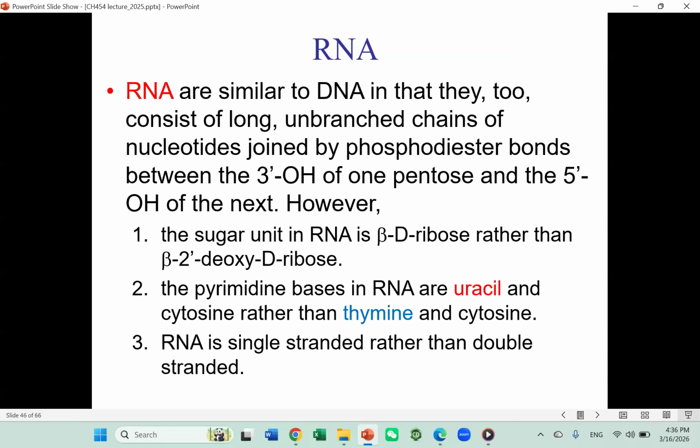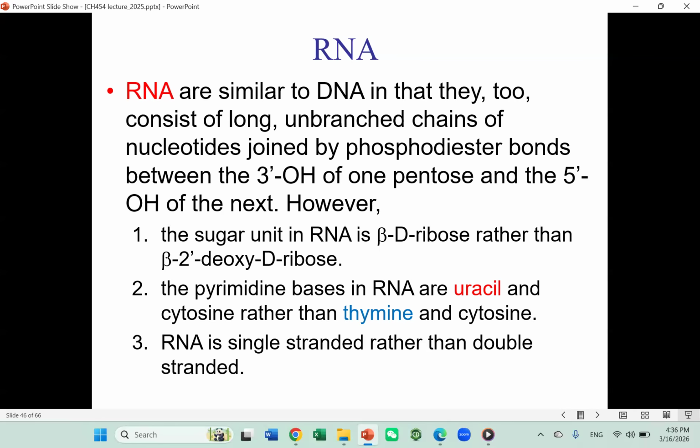The second difference is that the pyrimidine base of RNA is uracil, while for the DNA it is thymine. So that's what we just talked about. And the third difference is that DNA is normally in the duplex form, but RNA is normally in single strand form. Please keep these three in mind. I may test them in a future quiz.